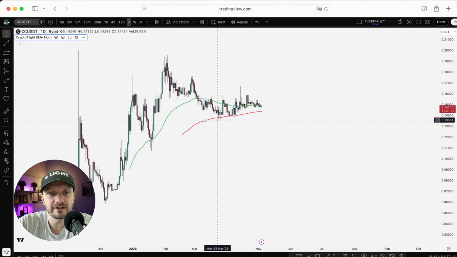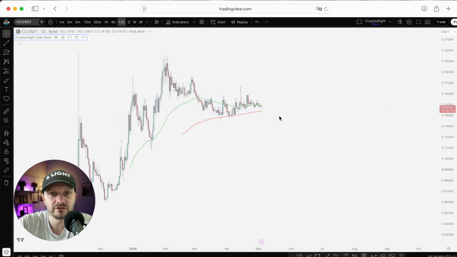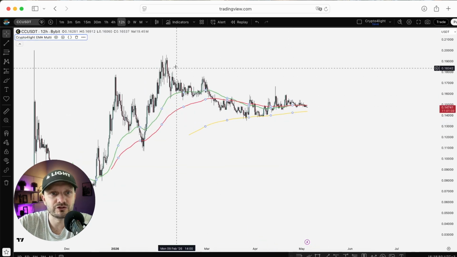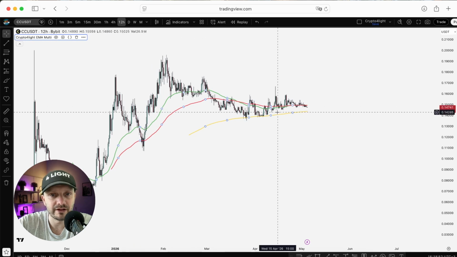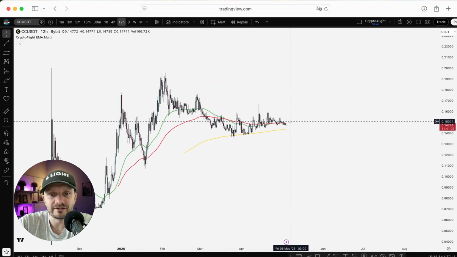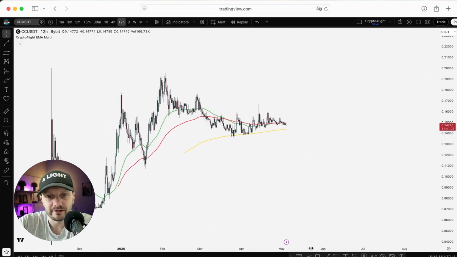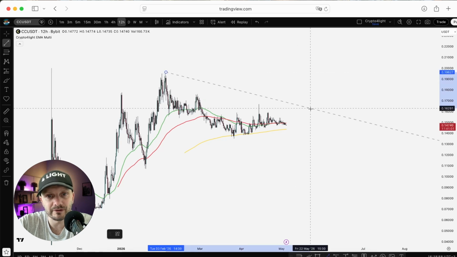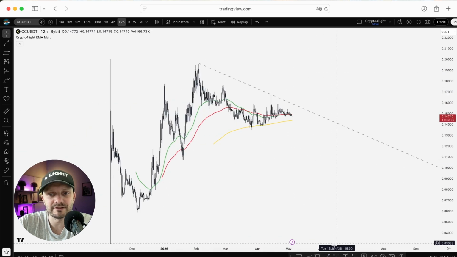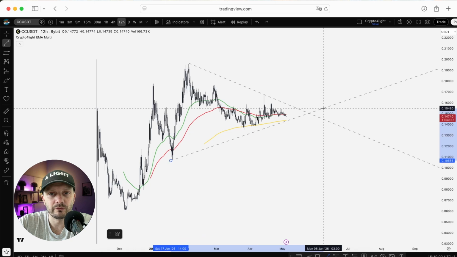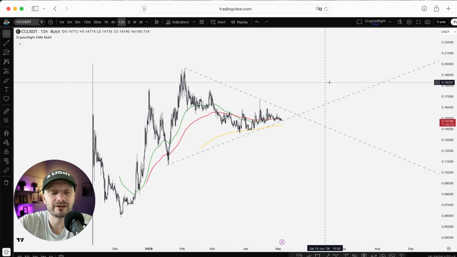So 50 EMA tested, 100 EMA tested. It would be good to see, of course, the test of 200 on the daily, right? So it's like a tiny choppy market. Usually when we form something like this, it ends with an uptrend move, because it's like a hypothetical triangle.